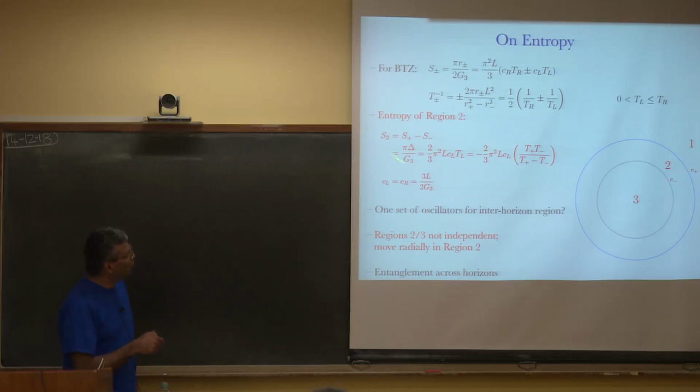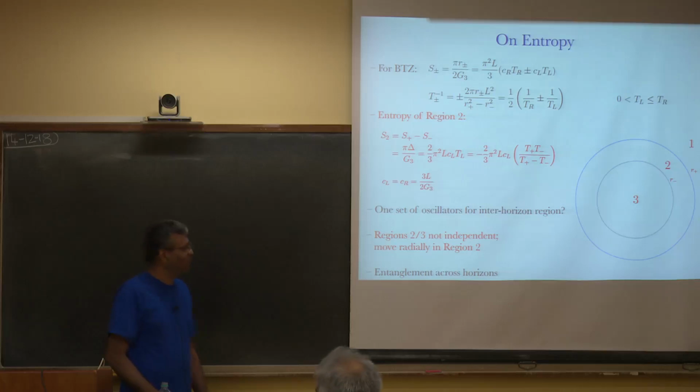So what I'm saying is sort of approximate is the idea that region 2 is only described by left movers. Yeah, I agree with you then. So entropy is suggestive. It's suggestive. I don't know.